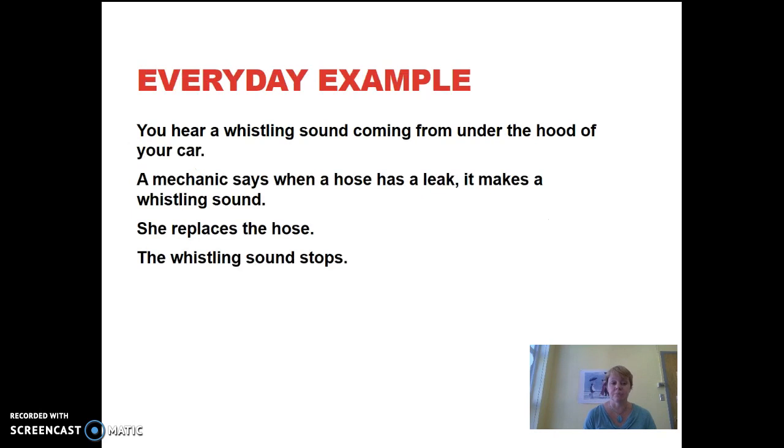Here is an everyday example. You hear a whistling sound coming from under the hood of your car. A mechanic says when a hose has a leak, it makes a whistling sound. She replaces the hose, the whistling sound stops. In this example, the mechanic is using deductive reasoning. Hoses make a whistling sound. There's a whistling sound. Therefore, the hose is making the sound. And then she tested it out. She replaced the hose and the whistling sound stopped. So that was a good deductive argument. Deductive arguments can also have an elimination factor to it.